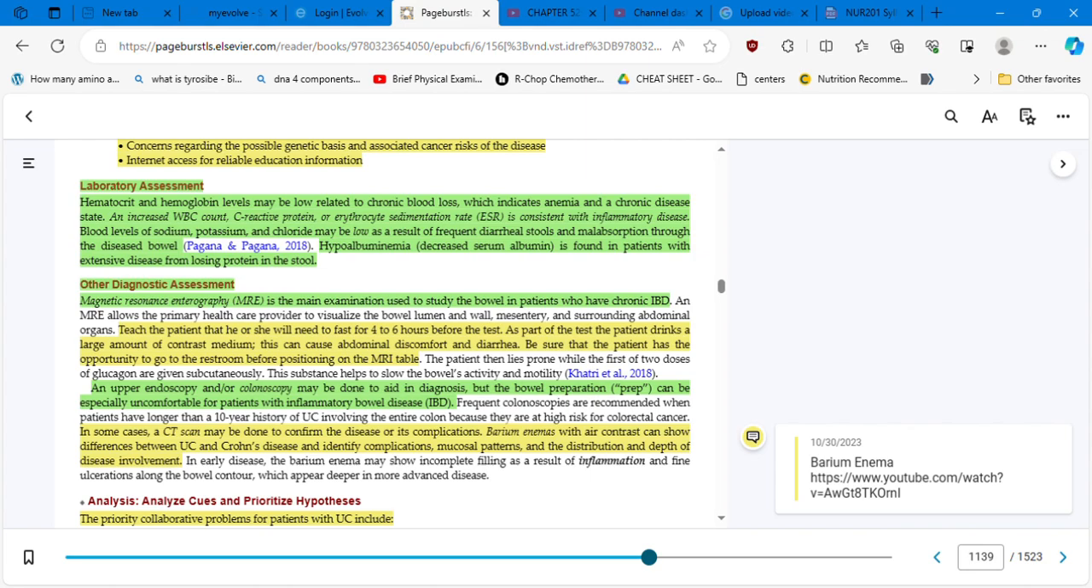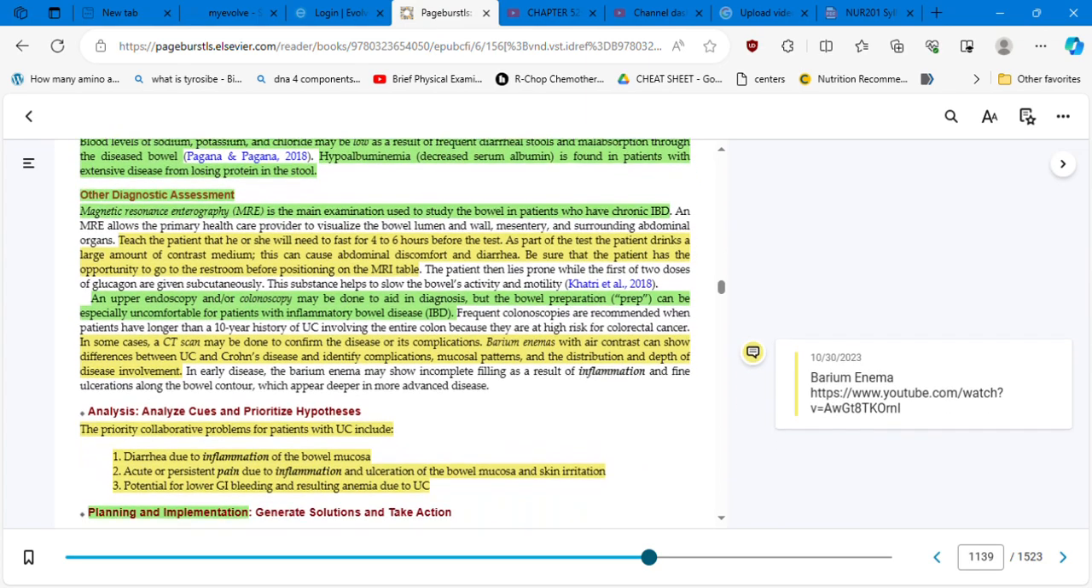Blood levels of sodium, potassium, and chloride may be low as a result of frequent diarrheal stools and malabsorption through the diseased bowel. Hypoalbuminemia, decreased serum albumin, is found in patients with extensive disease from losing protein in the stool.